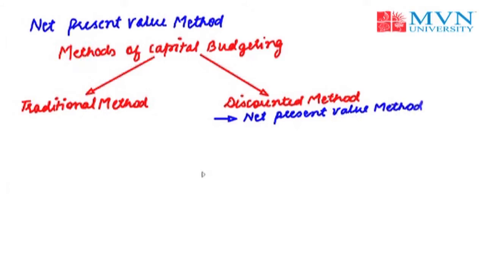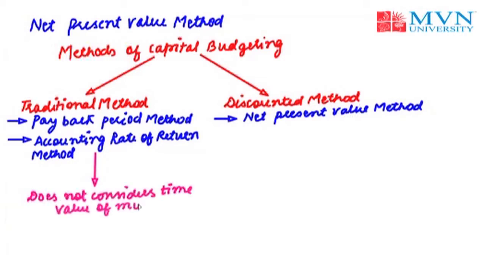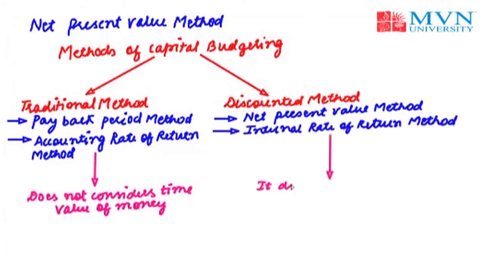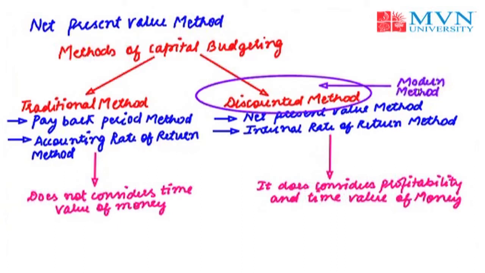of capital budgeting. The traditional methods of capital budgeting, that is the payback period method as well as the accounting rate of return method, suffer from the serious limitation that they give equal weightage to present as well as future flow of incomes. These methods do not take into consideration the time value of money. However, the time adjusted or the discounted cash flow methods, which are the net present value method or internal rate of return method, take into account the profitability and also the time value of money. These methods are also called modern methods of capital budgeting.